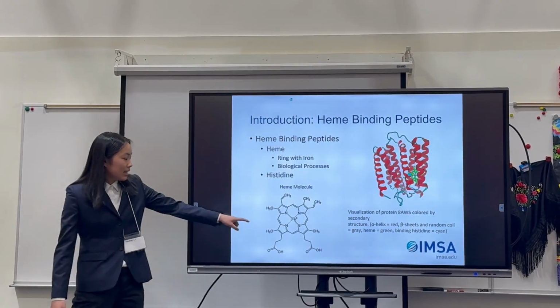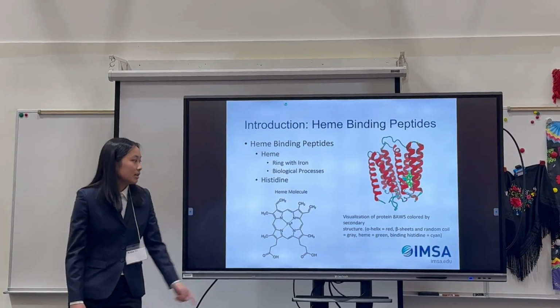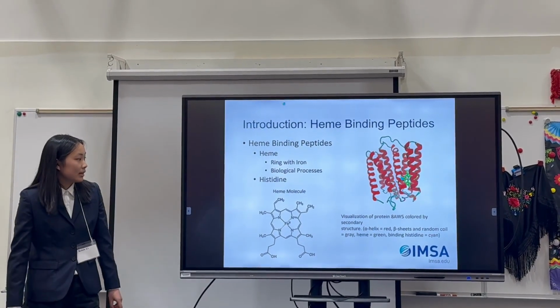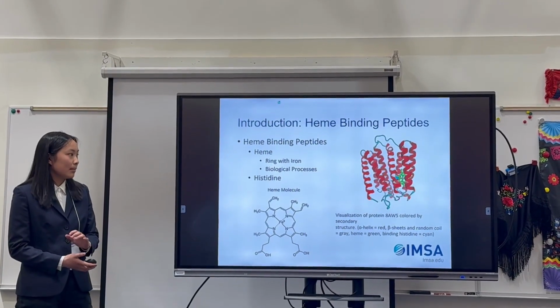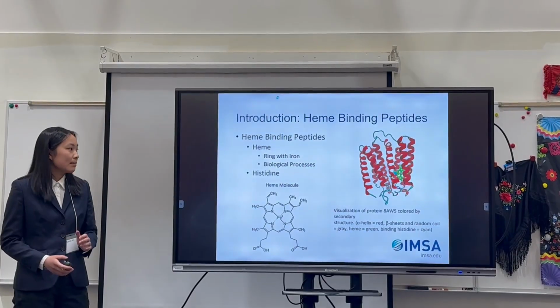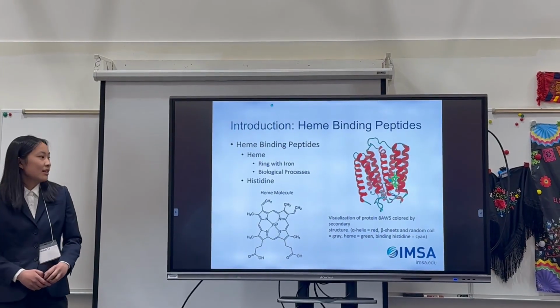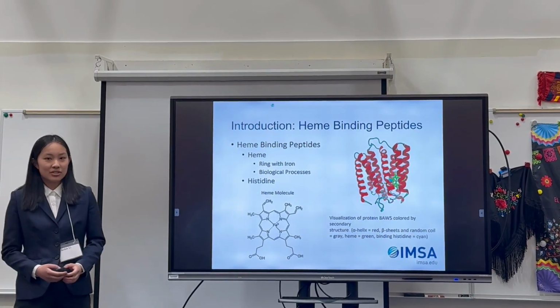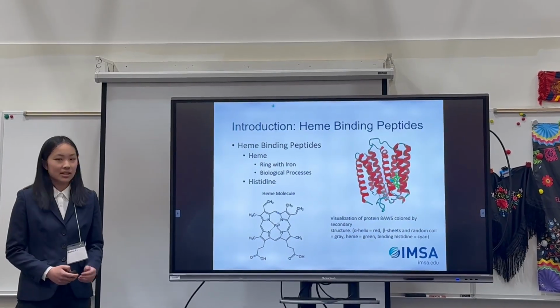So this is heme right here. It's kind of this ring-shaped molecule with an iron in the middle. And heme has the ability to bind to some proteins, and these heme-bound proteins are fundamental in many biological processes. For example, hemoglobin is actually a heme-binding protein, and it's used to carry oxygen in your blood.